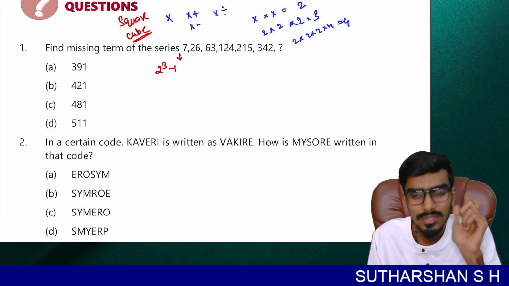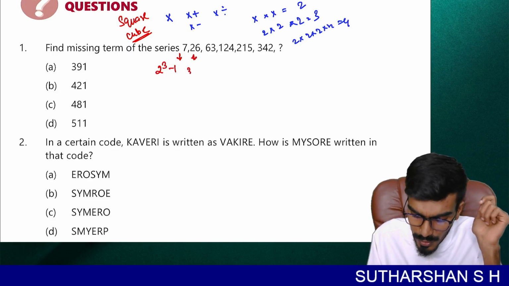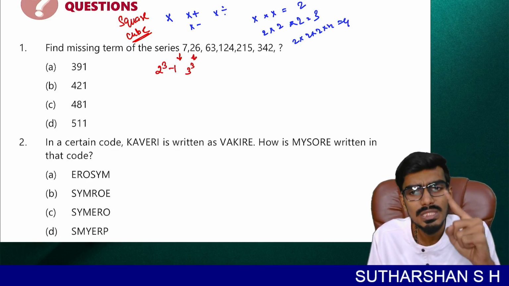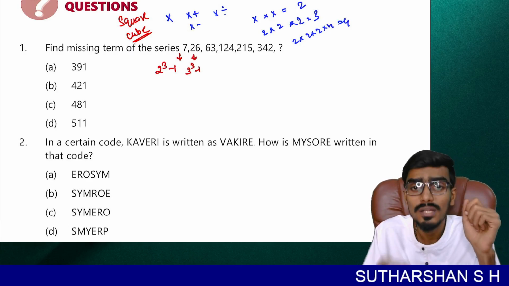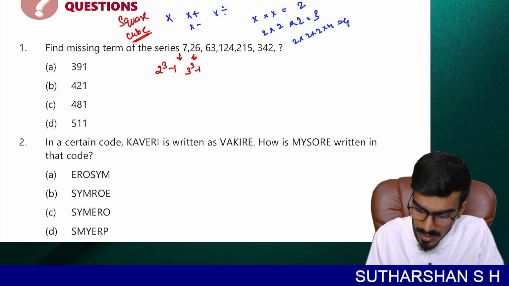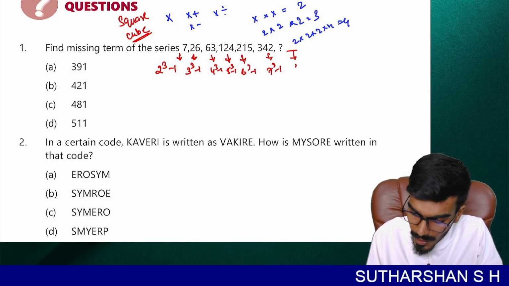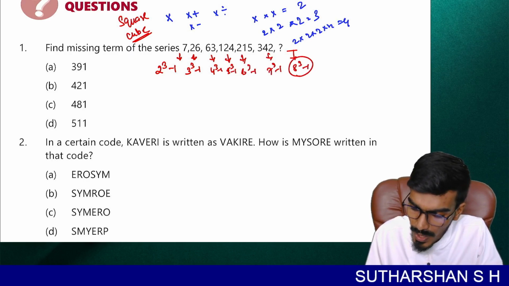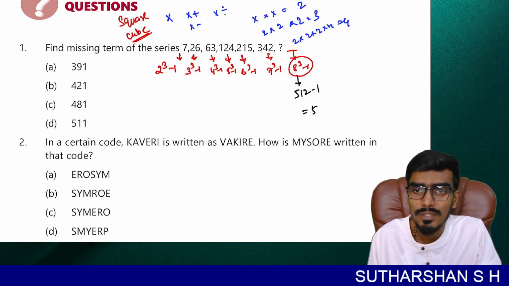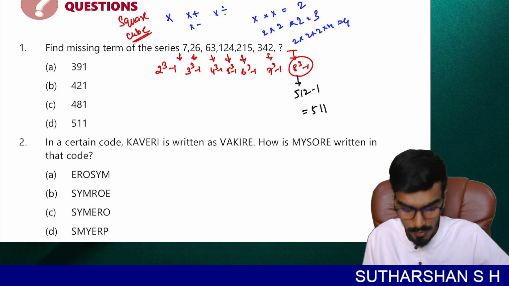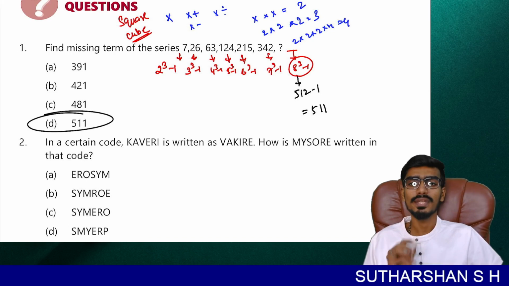For 26, instead of 2 we take 3 cube. 3 cube is 27, and 27 minus 1 gives 26. Then do the same for 4 cube, 5 cube, 6 cube minus 1, then 7 cube minus 1, then come to 8 cube minus 1. What is the 8 cube value? 8 cube is 512. 512 minus 1 gives you 511. So 511 is option D, guys.